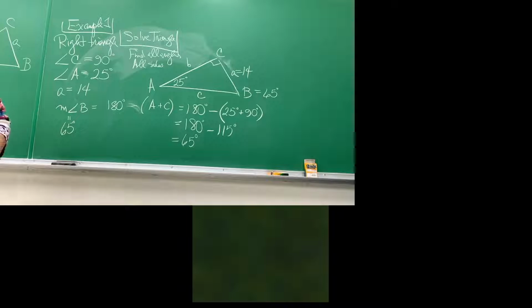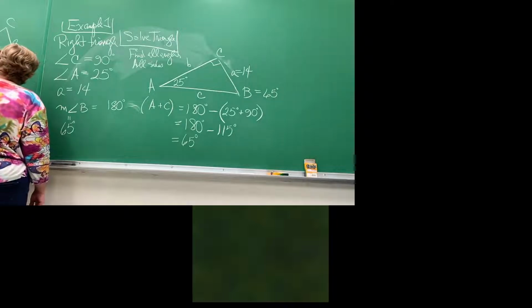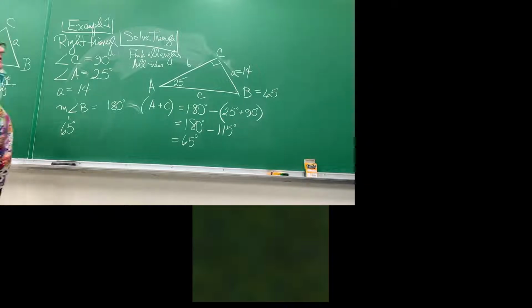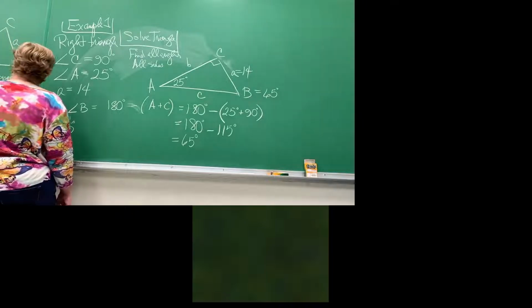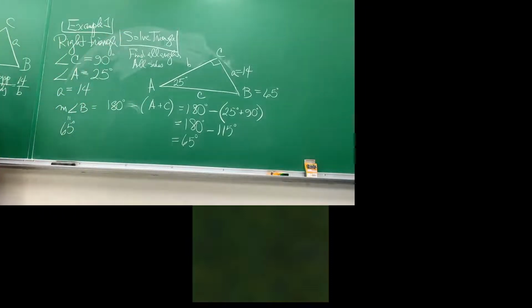We're finding small b first. Okay, which trig function shall we use? Tangent. Okay. And which angle? 25 degrees. So I know that tangent is opposite over adjacent, and the opposite with respect to 25 is a, and the adjacent is b. And how can we solve this equation? Tangent 25 equals 14 over b.